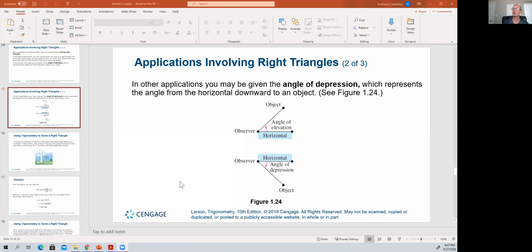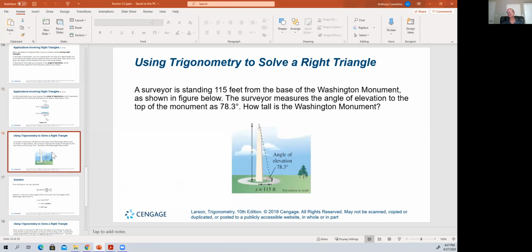One of the strategies is, say, if we get this problem here. You're trying to figure out how tall the Washington Monument is. What you've done is measure the distance from where you stand to the bottom of the Washington Monument, and that is 115 feet. And you see that the angle from where you're at to the top of the Washington Monument is 78.3 degrees.